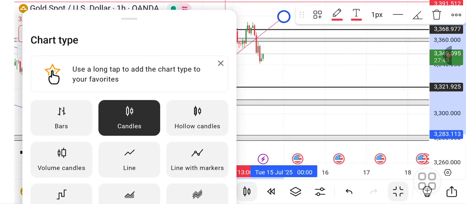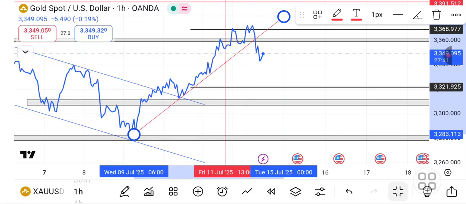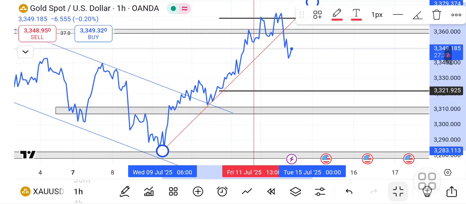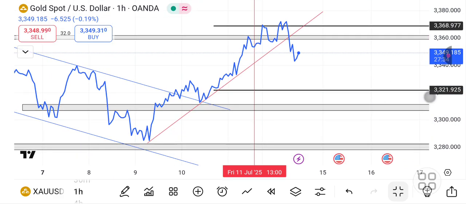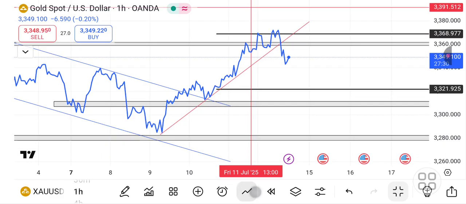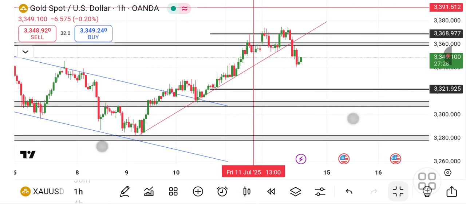So if you want it proper, you can use a line graph, a line chart. Let me leave it as red. The line chart can show you the exact points where to put your trend line.